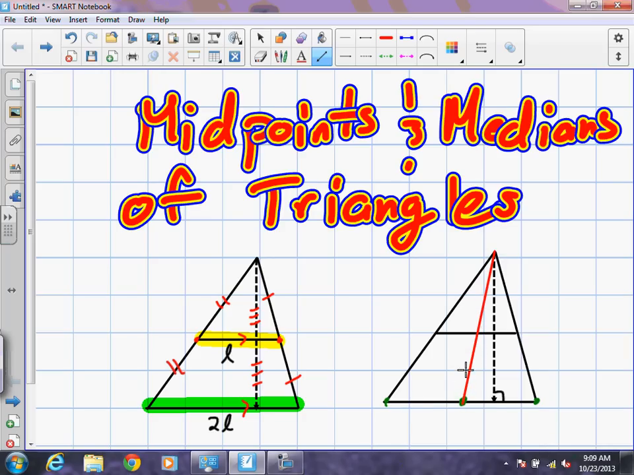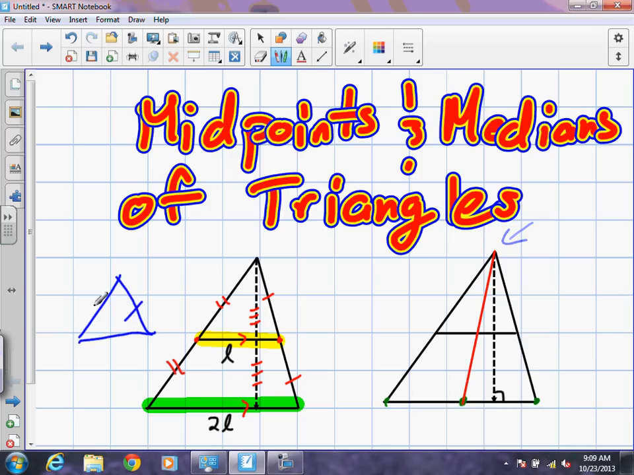The median is not the height. In some cases, it can be the height. If I have an isosceles triangle, where these are two the same, the midpoint will be right in the middle, and the median will be the same as the height. But in our scalene example, you can tell that that's not always the case, because our median is not forming a right angle with the base. The height has to form a right angle with the base. So I'm giving you a whole bunch of information. We're going to go through some examples using these rules.